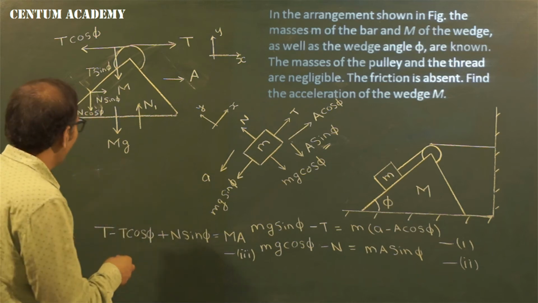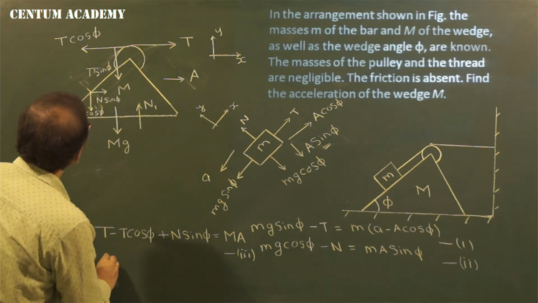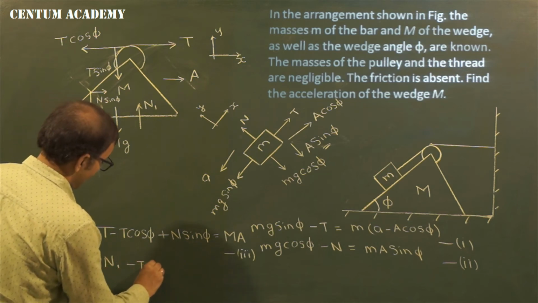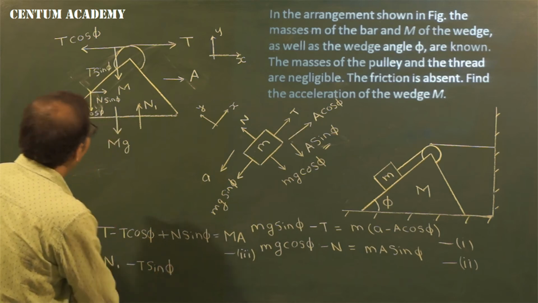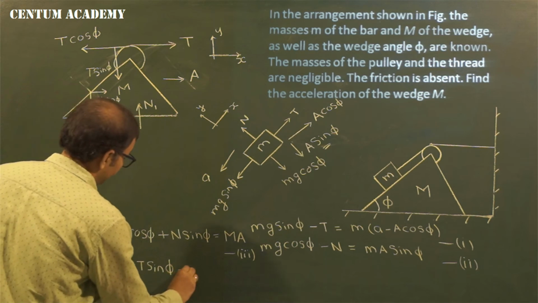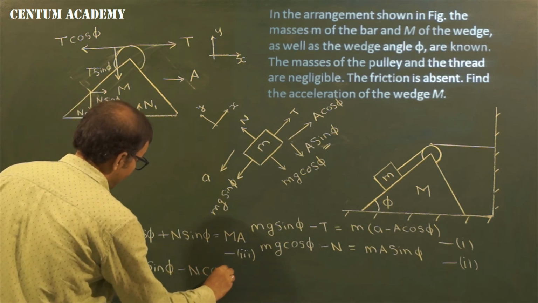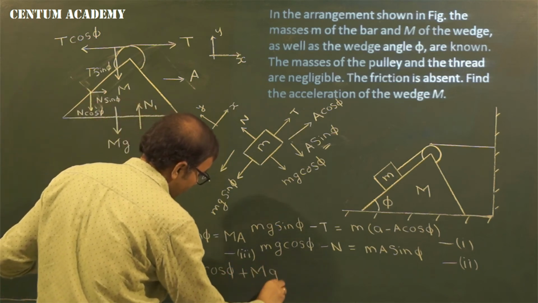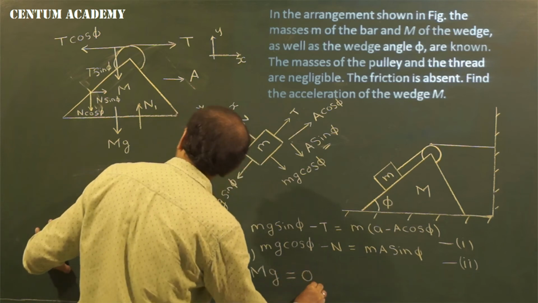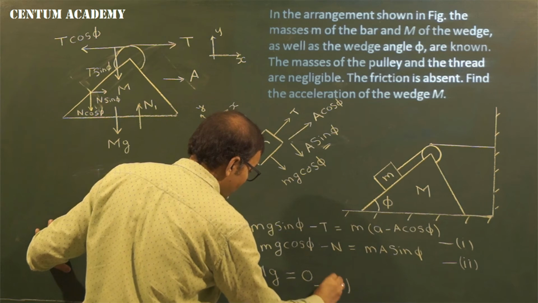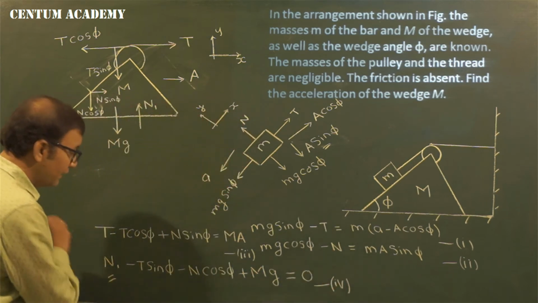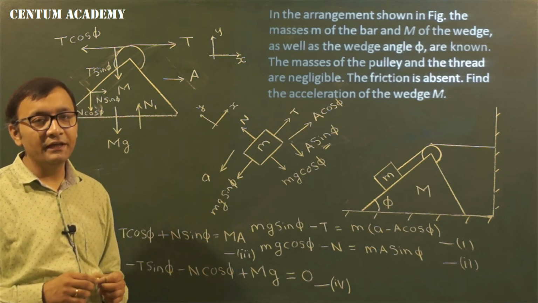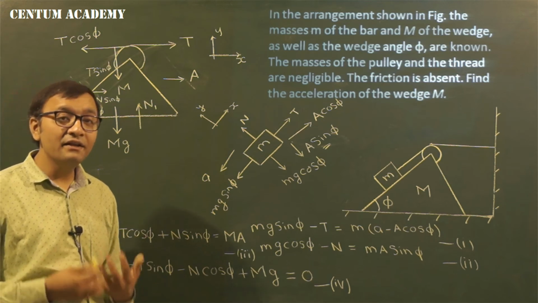Okay. So let us first write down the equation along the y-axis. N1 minus T sin phi plus Mg is equal to 0, right? Since there is no acceleration along the vertical direction. But the problem is I get another variable, N1. So even though I got 4 equations, now the number of variables has increased to 5. So I need another equation.